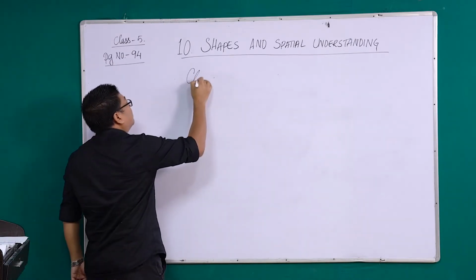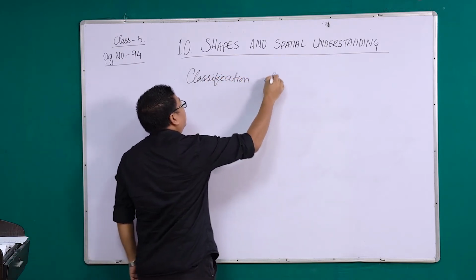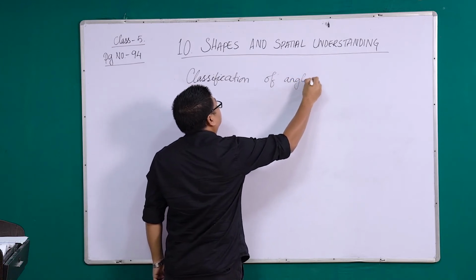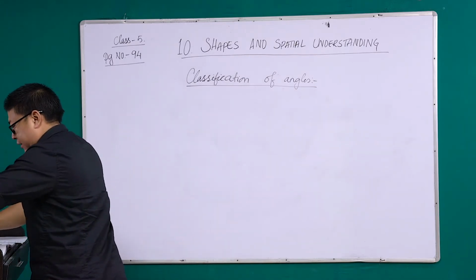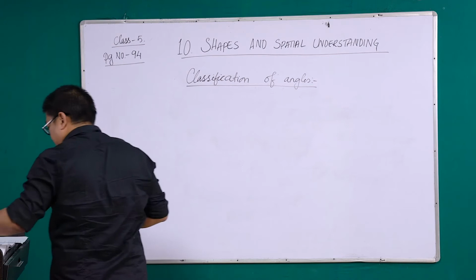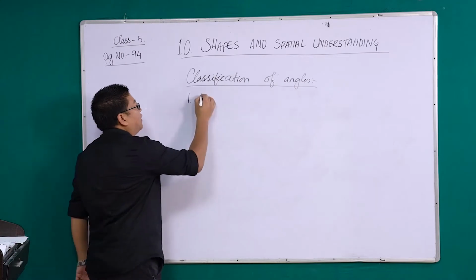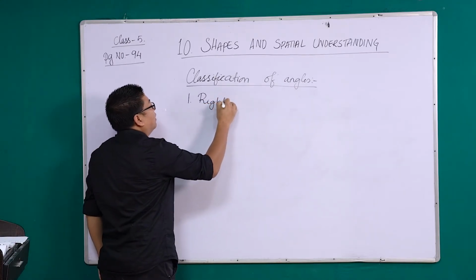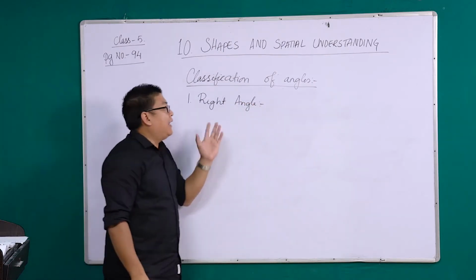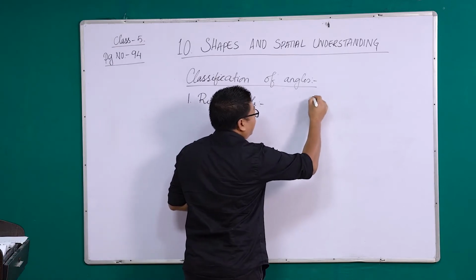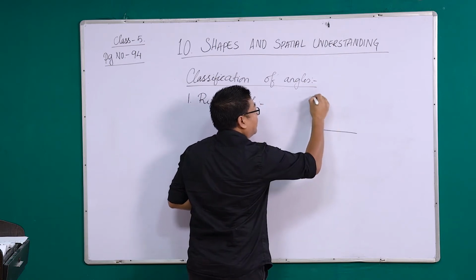So let's move on to the next topic. Now here we will be learning about classification of angles. All right, classification of angles. Now, the first type of angle is called a right angle. Meaning, any angle, it can be in any direction, any angle that has 90 degrees.